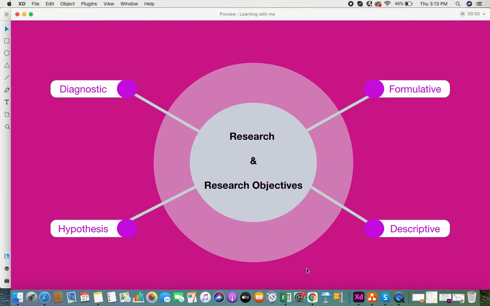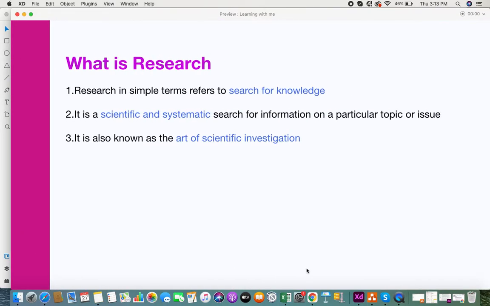Okay, so let's get into it. To be very general, in simple terms, research refers to search for knowledge. Sometimes there are scenarios where we don't know about a particular domain, about how a feature works, about a process, or about a function. At that time, we go and research in order to gain some knowledge. So that's the very first point.